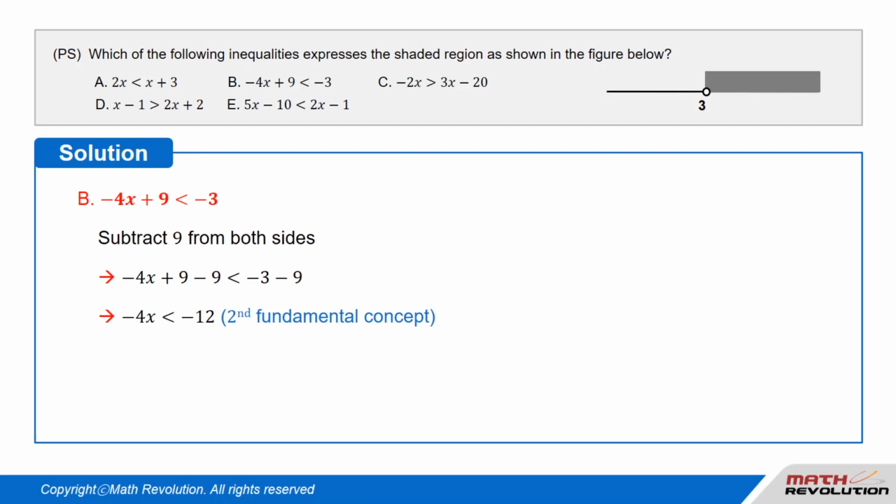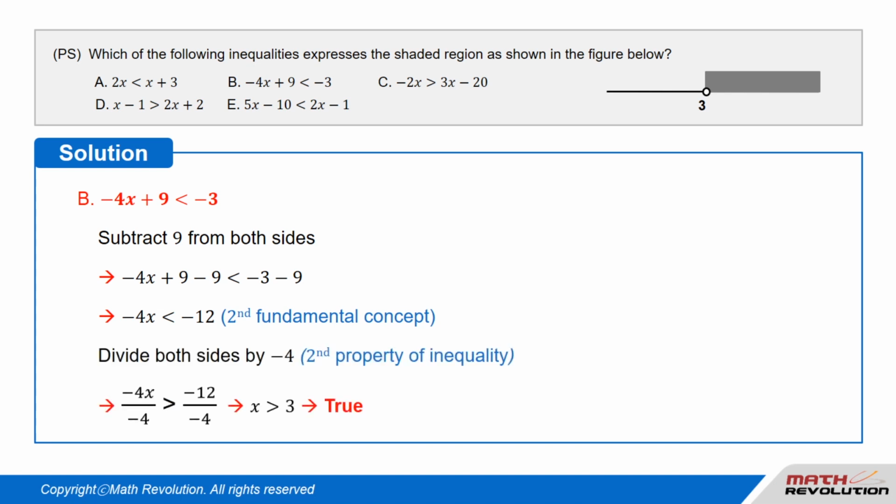B. Negative 4 times x plus 9 is less than negative 3. If we subtract 9 from both sides of negative 4 times x plus 9 is less than negative 3, we have negative 4 times x plus 9 minus 9 is less than negative 3 minus 9, or negative 4 times x is less than negative 12, by the second fundamental concept in inequality.